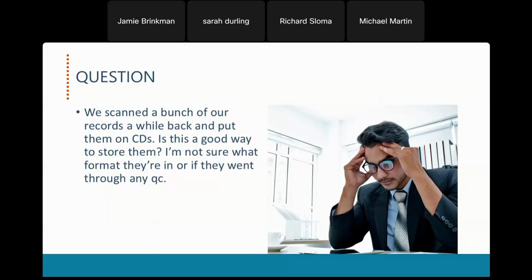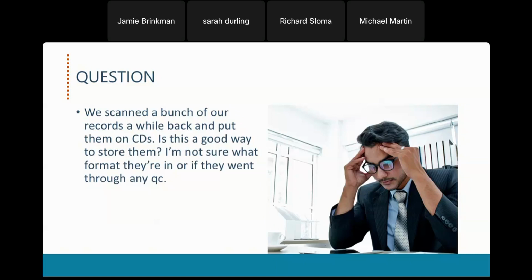All right. Next question we have on our slides is, we scanned a bunch of our records a while back and put them on CDs. Is this a good way to store them? I'm not sure what format they're in or if they went through any QC. Who wants to take this one? I could take this one.